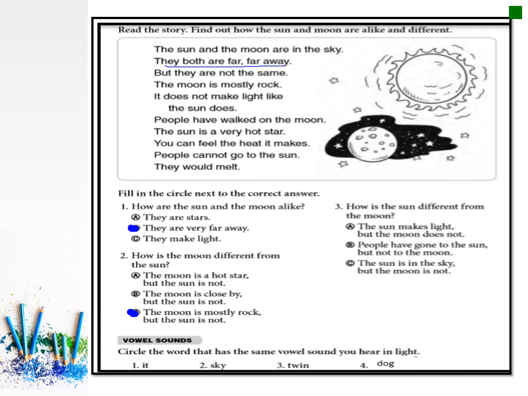Next question. How is the sun different from the moon? The sun makes light, but the moon does not. People have gone to the sun, but not to the moon. Can you go to the sun? No. The sun is in the sky, but the moon is not. So the answer is the sun makes light, but the moon does not.